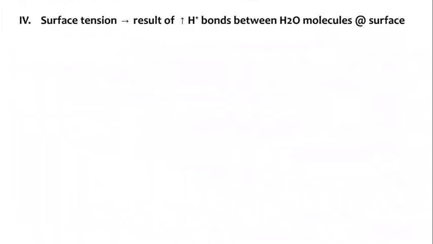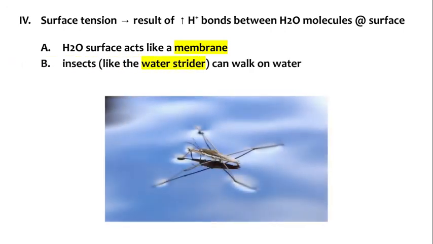All right, next we have surface tension. Surface tension is the result of increased hydrogen bonds between the water molecules at the surface of the water. And that water surface kind of acts like a membrane. It is so strong that many insects, like the water strider pictured below, can actually walk on the water. So that's due to the surface tension.